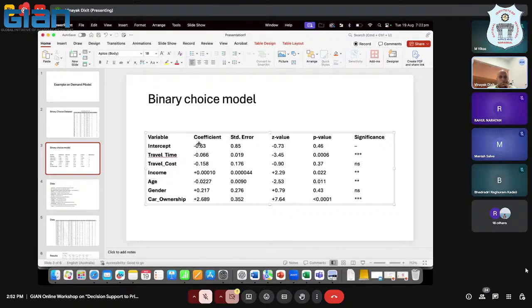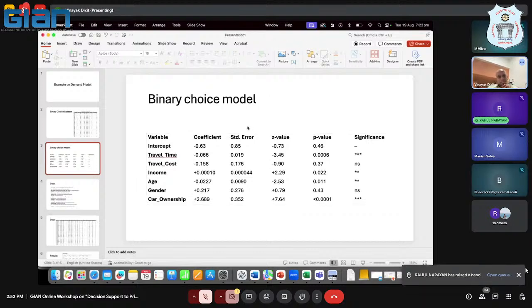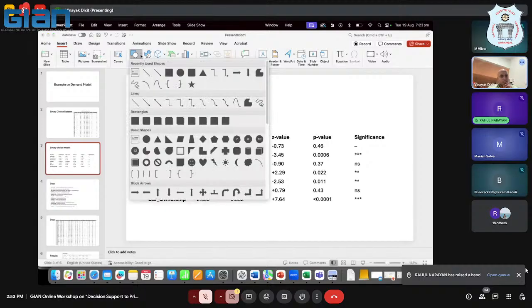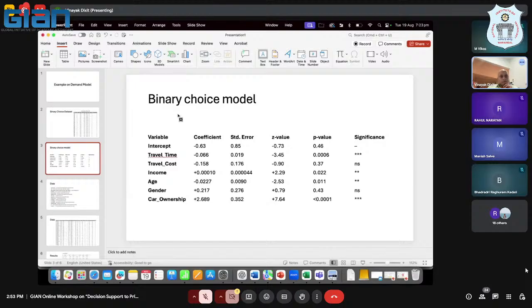Now, what does this mean? Have any of you ever seen results like this? Do you know how to read this data set, these results? Hello? Yes, sir, I know, sir.